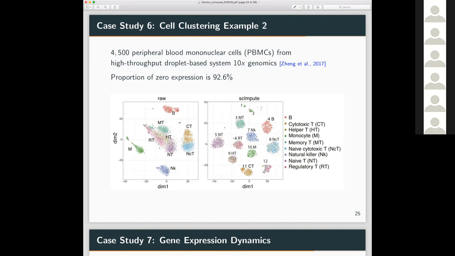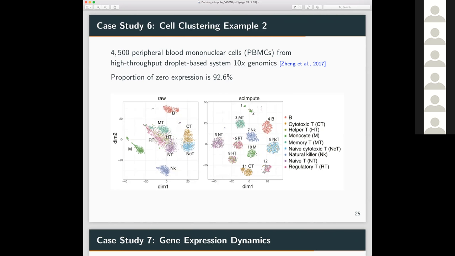So hello, this is Jin again. So I have a few questions. The first one is, how does the scImpute method work differently on single cell RNA-seq data generated by different platforms? Yeah, so that's a very good question.